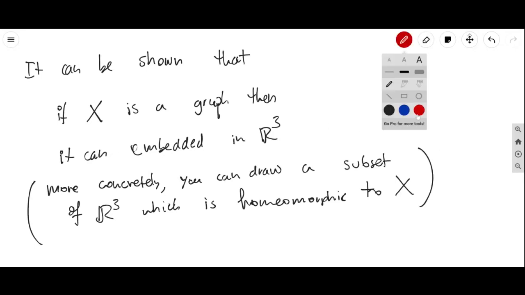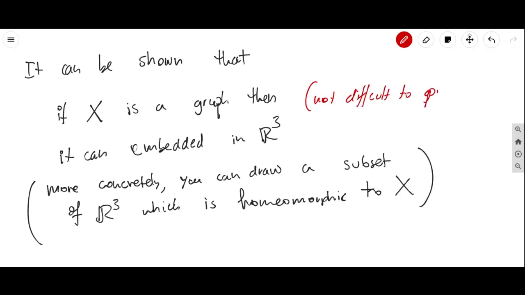This is not difficult to prove. You can even do it using straight lines. So you can make this subset of R3 be a union of straight line segments. It's not exactly the most important result. Possibly I'll put it on the homework, if I think it's interesting enough and if it fits with the exercises. So this is just a general fact about graphs. Graphs can always be embedded in R3.